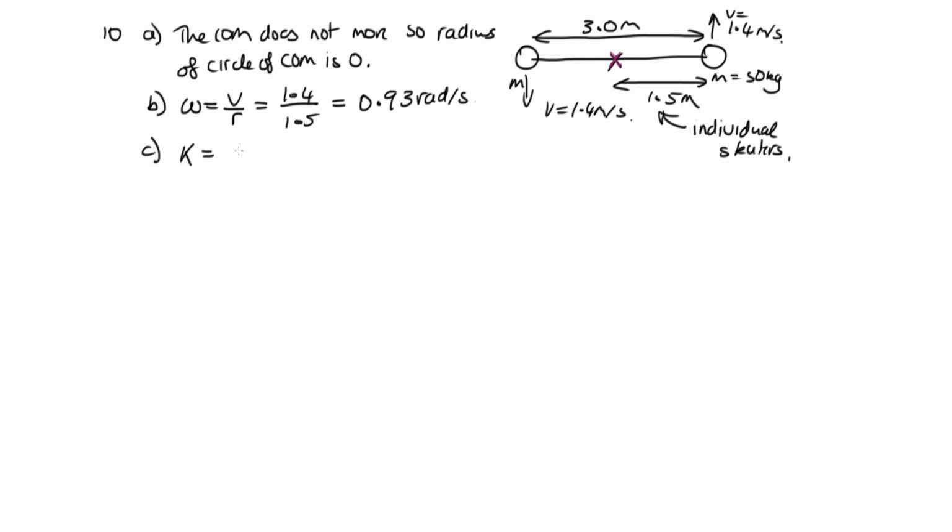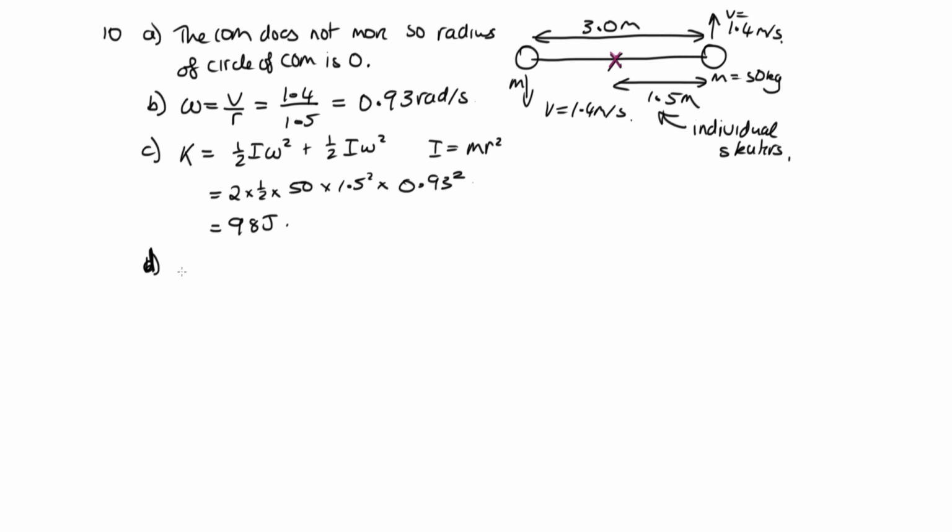Now part C asks us for the kinetic energy of the two skater system. Kinetic energy is given by a half I omega squared, and we've got both skaters, so we'll have to do this for both. I for each skater is just mr squared, because we're treating them as point masses. So this is equal to 2 times a half times 50 times 1.5 squared times 0.93 squared. Solving that on the calculator, we end up with 98 joules.